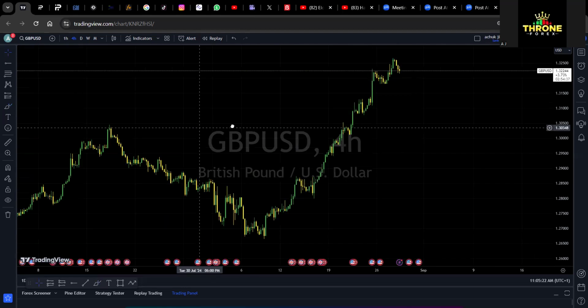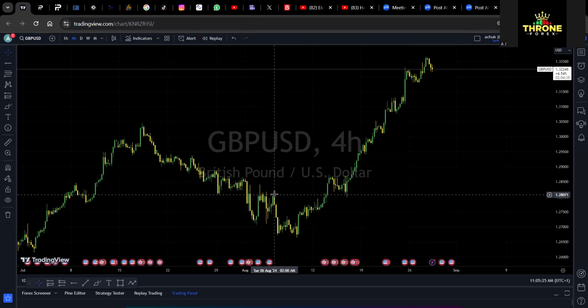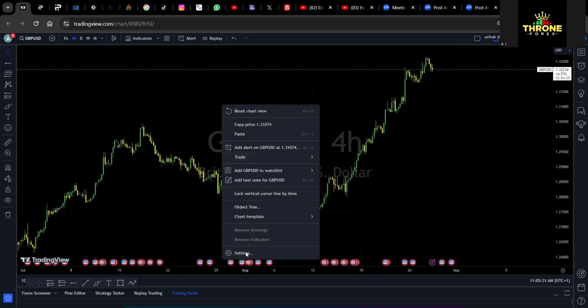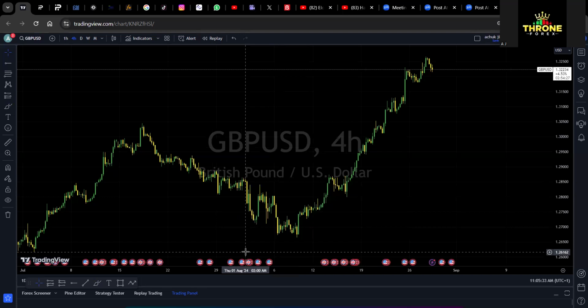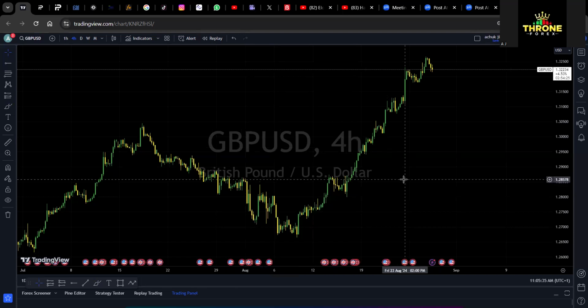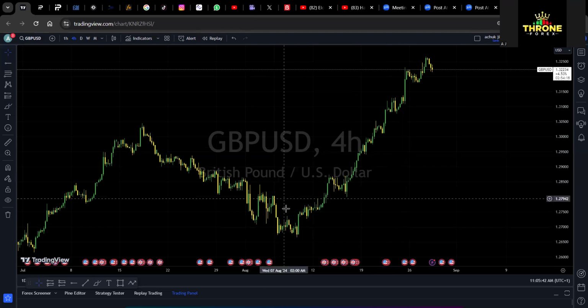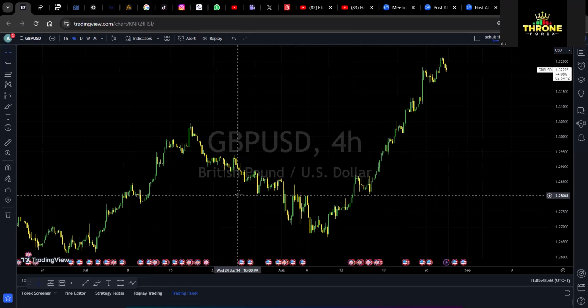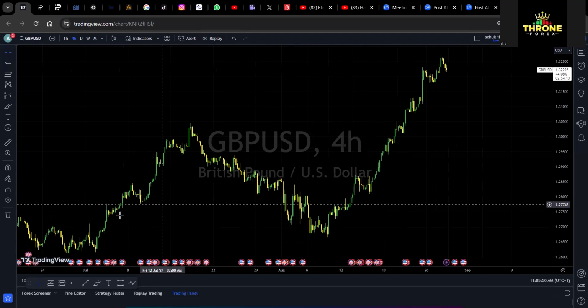Now, again, you will have to choose the colors according to your preference. So you can change colors by just coming to the settings, you right click, you come to the settings, and then you can change the colors the way you wish. And then from there, you can begin to analyze what we were talking about. So let's just break this one down.